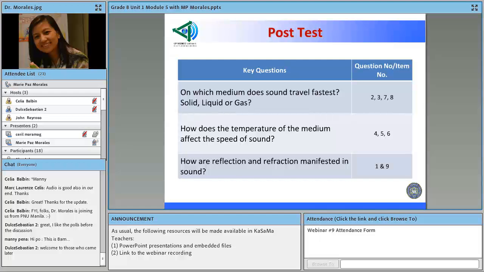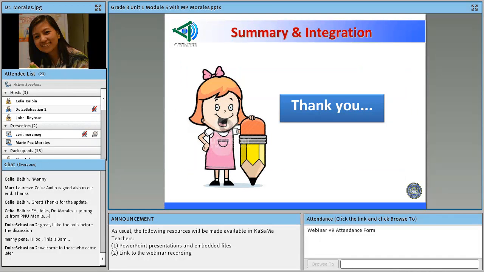The sample questions in the teacher's guide can also be used as your post-test. So I have already itemized or categorized the questions in terms of the key questions. So if your students were able to answer numbers 2, 3, 7, and 8, probably we can say that these students will be able to answer key question number 1. Or 5, 6, and 7, they can easily answer question number 2. And 1 and 9, they can easily answer key question number 3. Okay? With that, we can say our students have learned or have not learned.